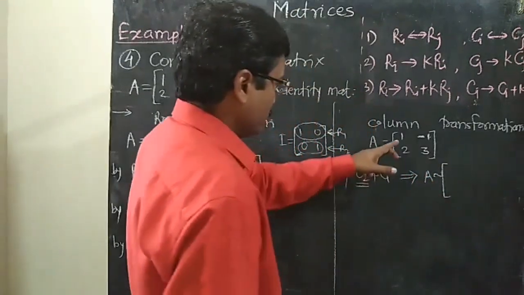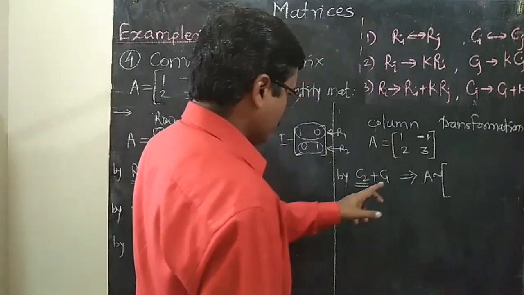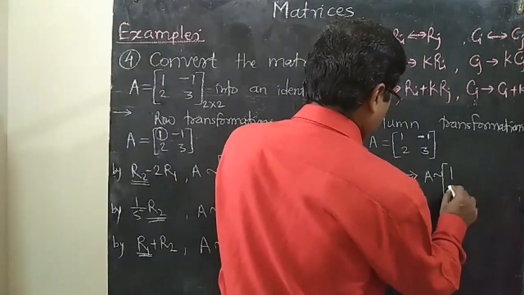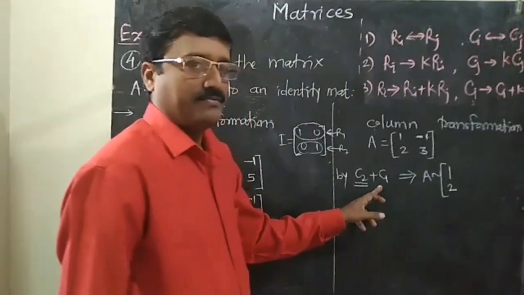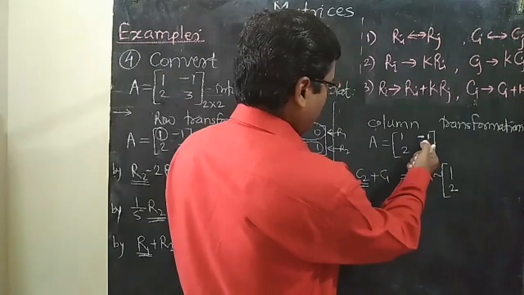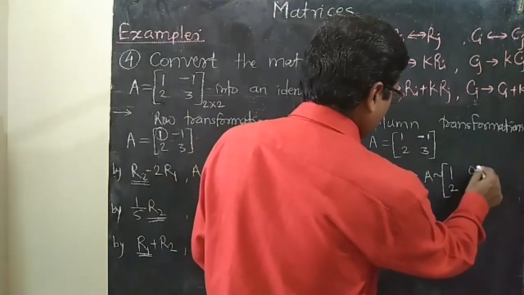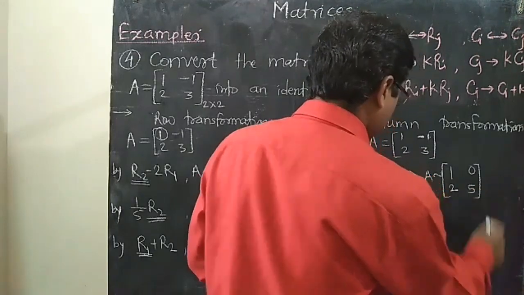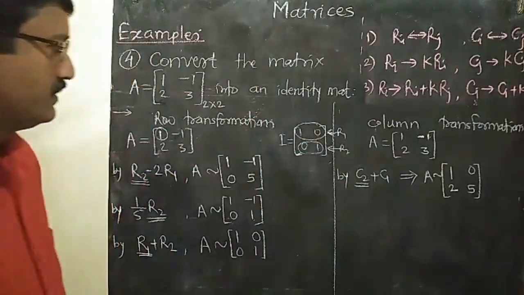So it will give us A equivalent to, first column as it is, that is 1, 2. Wait, first column is 1 and 2 with no change, because we are changing the second column. So minus 1 plus 1 becomes 0, and 3 plus 2 is 5. This is our first step.